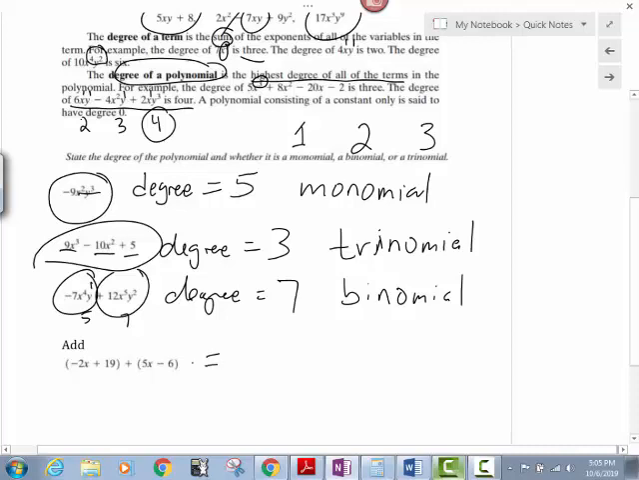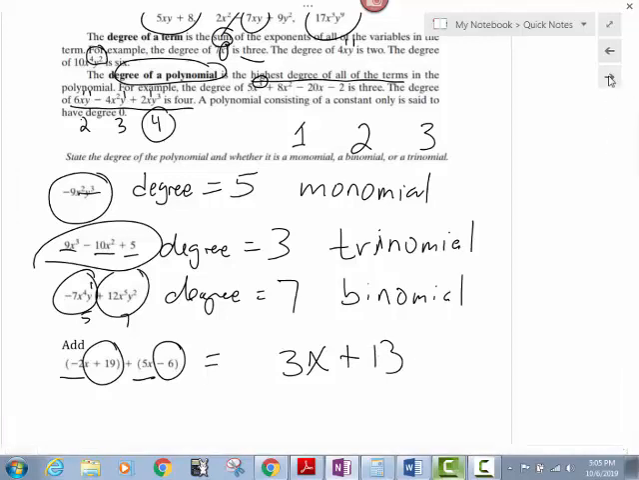All right. Adding polynomials. Guys, adding polynomials simply is just combining like terms. We've combined like terms before. So negative 2x plus 5x, if I combine those together, that's going to leave me with a 3x. A plus 19 and a minus 6 will leave me with a plus 13. Okay. Let me go to the next one.